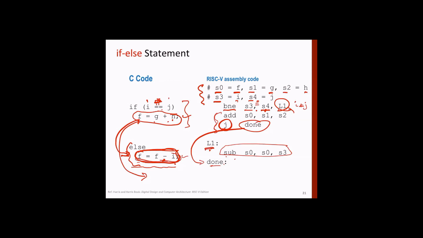L1 is here, which corresponds to a statement, this one: F minus I. So L1 will have F equal to F minus I. And if the condition is not met, it means that I is equal to J, that is S3 is equal to S4. When we say branch not equal, if they are equal, then don't take this jump, but continue to execute the next statement. So these two statements will be executed.